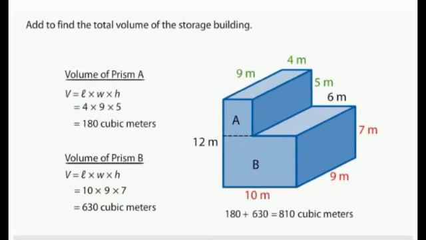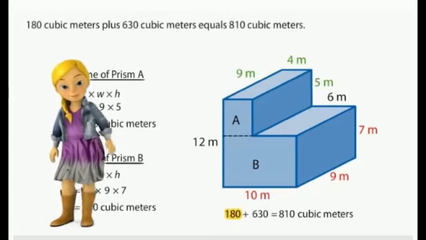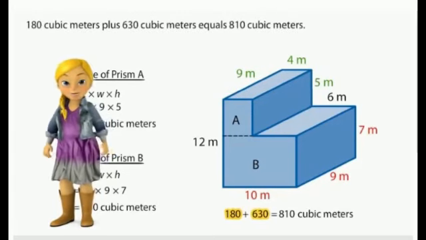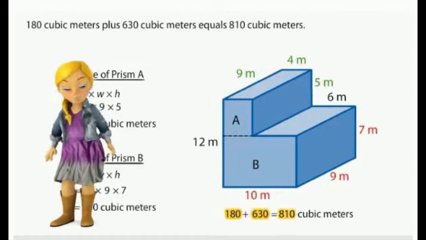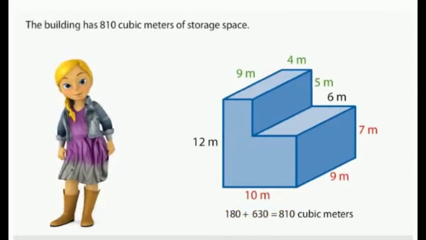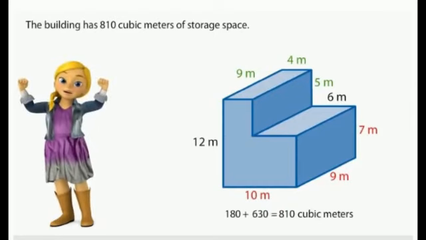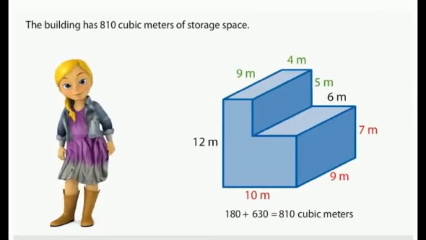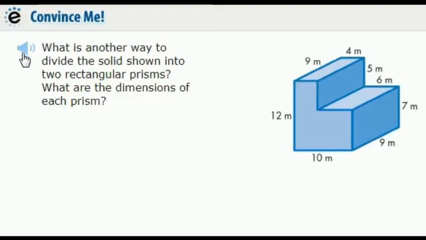Add to find the total volume of the storage building. 180 cubic meters plus 630 cubic meters equals 810 cubic meters. The building has 810 cubic meters of storage space. What is another way to divide the solid shown into two rectangular prisms? What are the dimensions of each prism?